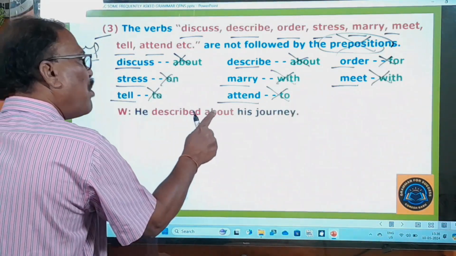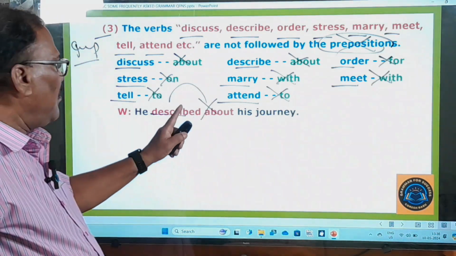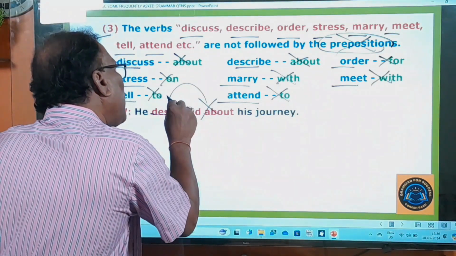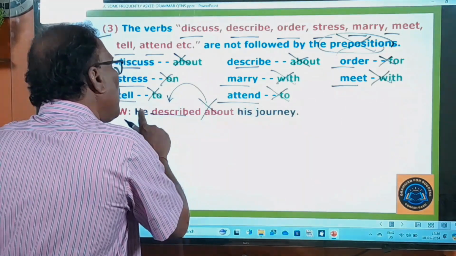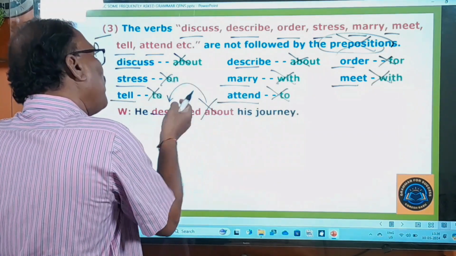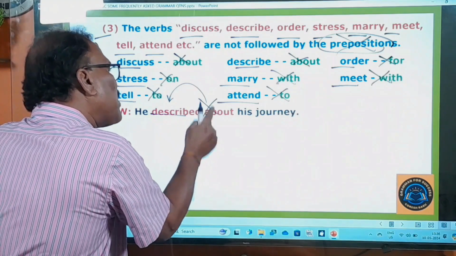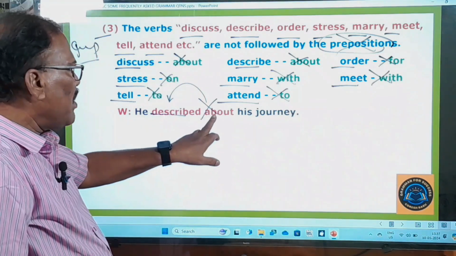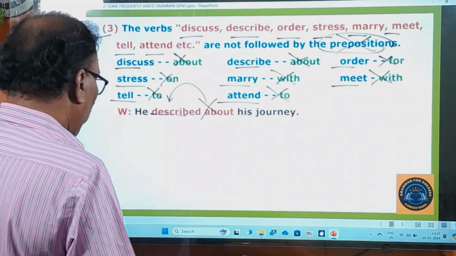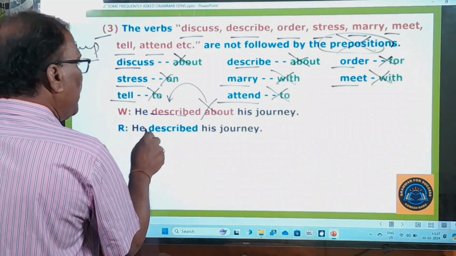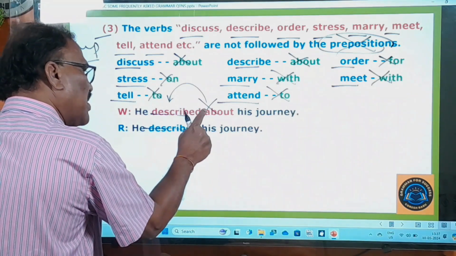He described about his journey. See, after describe, about is used. Because the meaning of this about is already in this describe. He described about his journey. In this word describe, the meaning of this about is already there. Therefore, why use this about again? You should not say about. He described his journey. This itself is enough because the meaning is already in this. Therefore, using this again is bad.